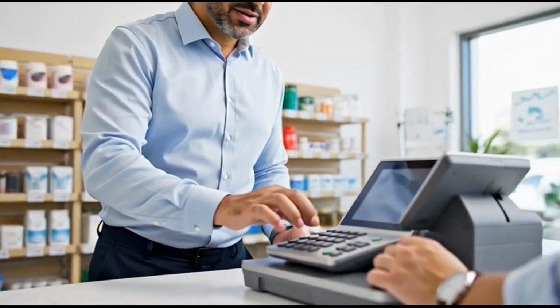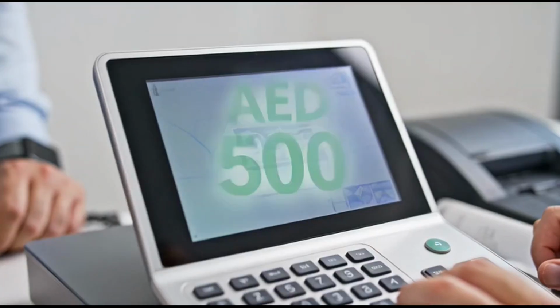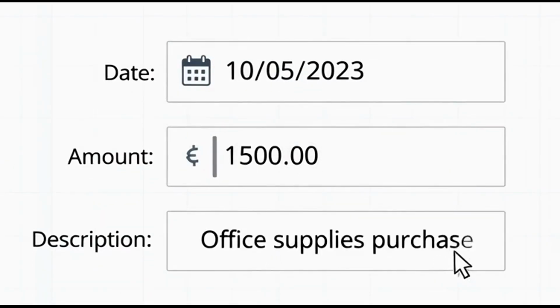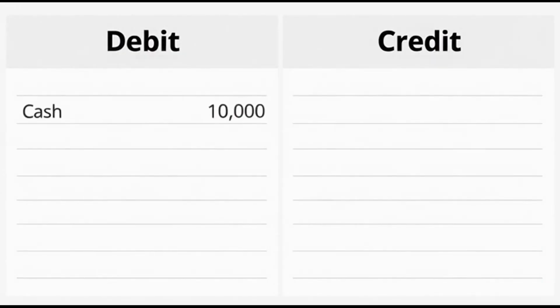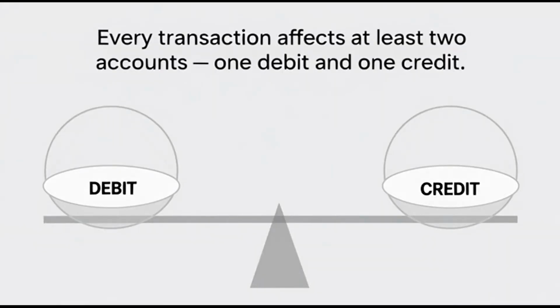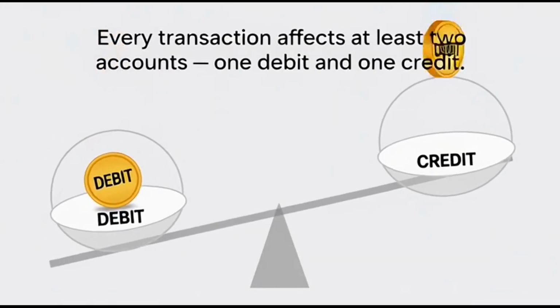Step 1. Identifying and recording transactions. Every sale, purchase, payment, or receipt must be recorded with date, amount, and description. Step 2. Preparing journal entries using the double entry system in ERP. Every transaction affects at least 2 accounts, one debit and one credit.